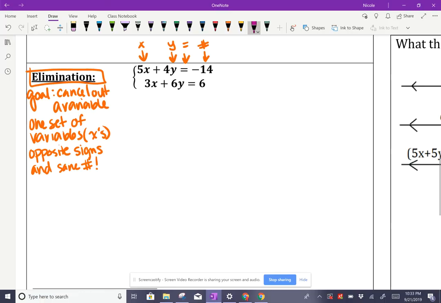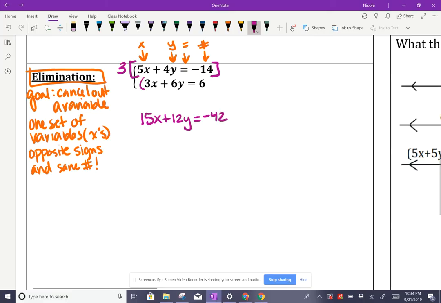So I'm going to go ahead and just try to eliminate my x's, because I know 3 and 5, they're going to have a common multiple of 15. So I'm going to multiply the entire top equation. I need to multiply the entire top equation by 3 to make that 5 turn into a 15. And so if I multiply that out, I've got 15x plus 12y, and we've got negative 14 times 3 equals negative 42.